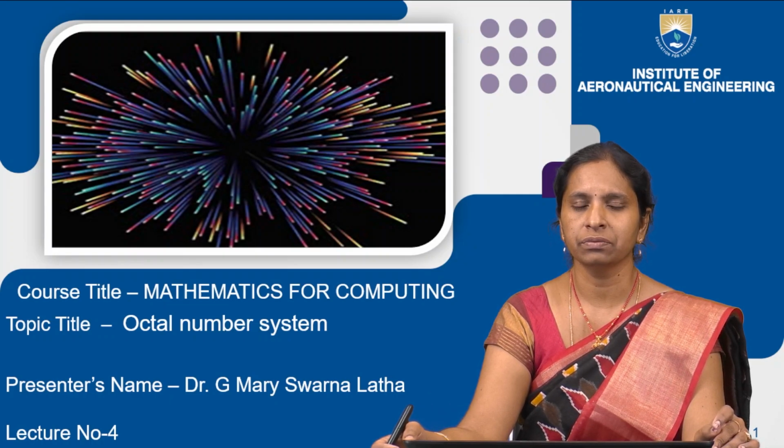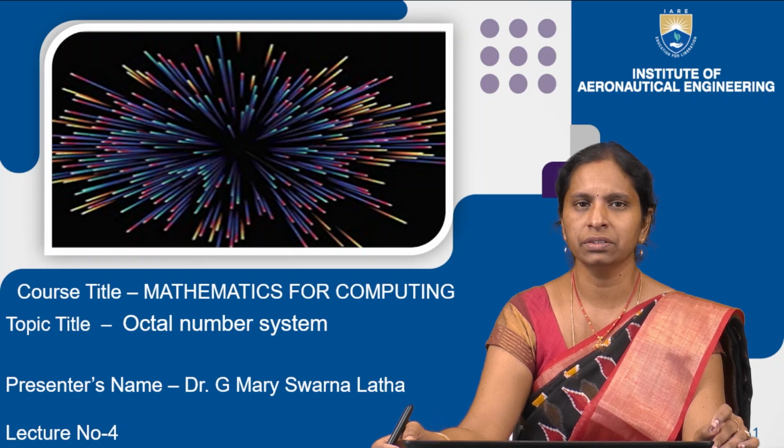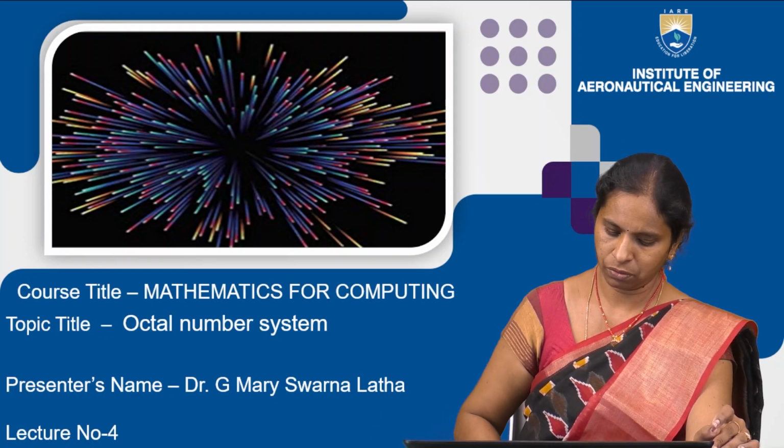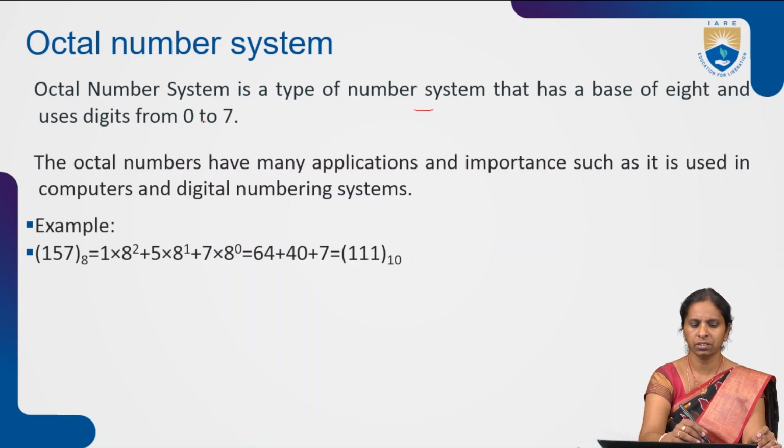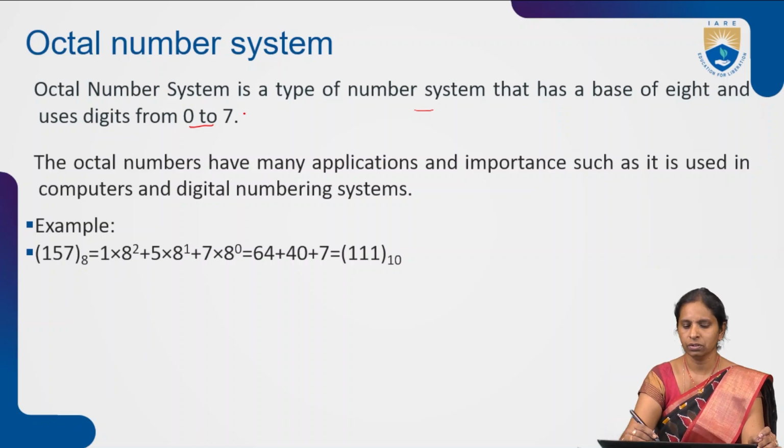In the previous lecture, we discussed the binary number system, and today we will discuss the octal number system. Now, what is the octal number system? The octal number system is a type of number system that has a base of 8 and uses the digits from 0 to 7. Octal is nothing but 8, so the base of the octal number system is 8.